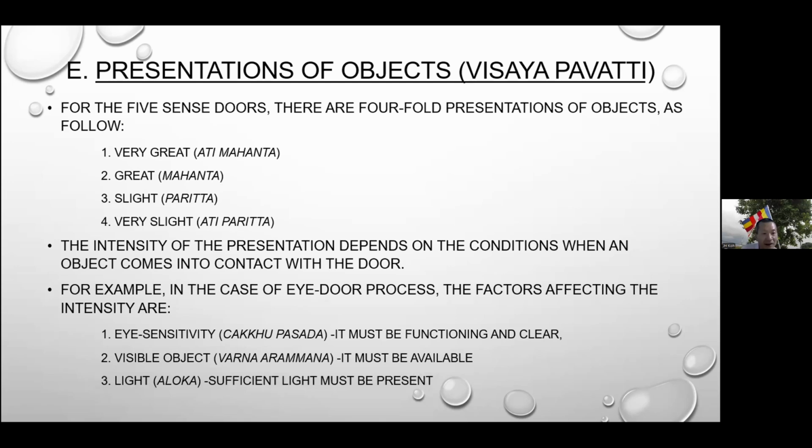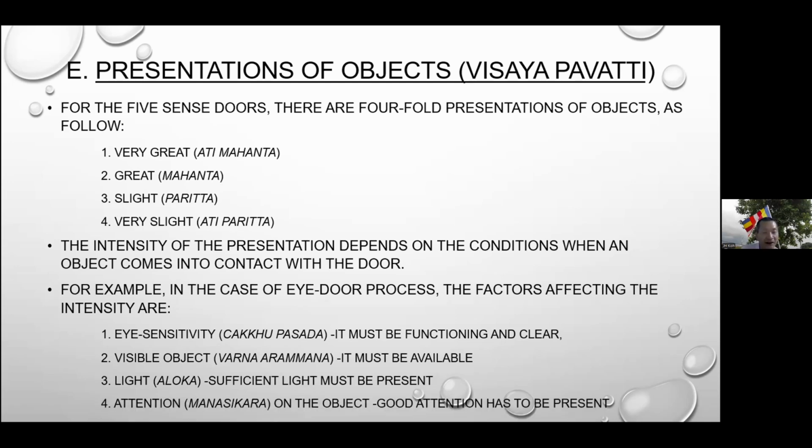And the third one is the light, the aloka. That means whether there is sufficient light or not. For example, if it's too dark, it might not be clear. Or if it's not bright enough, it might not be clear. But if it's bright enough, then the clarity will be there.